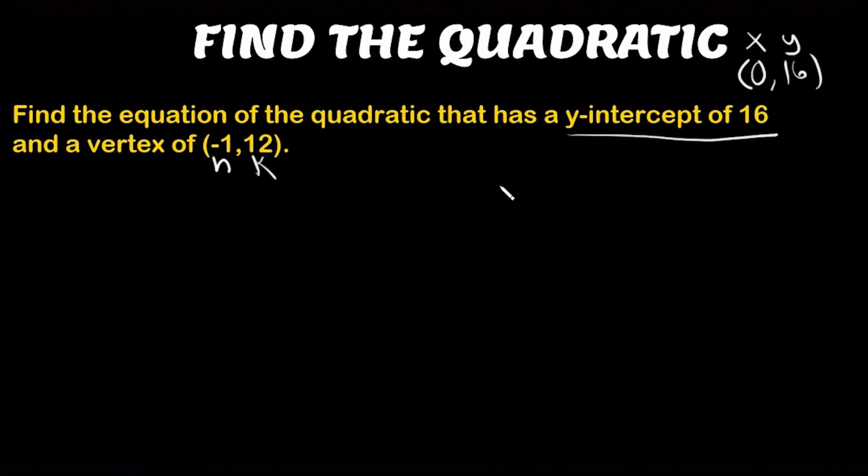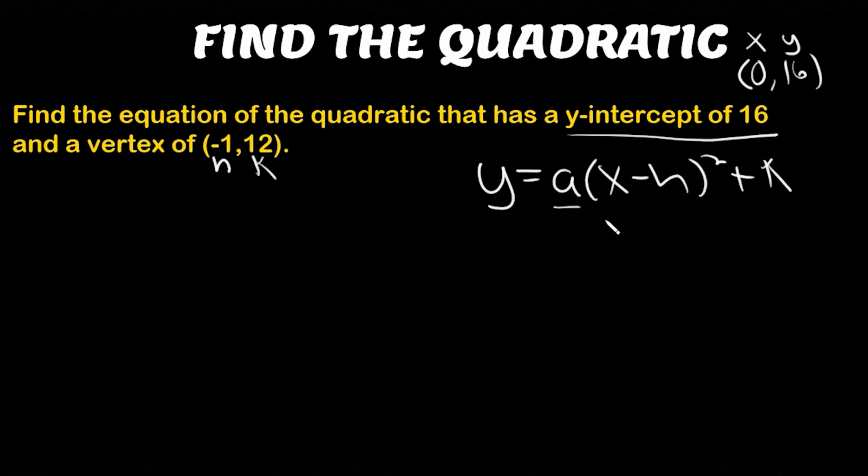And now I can plug it right into vertex form again, which is going to be y equals a and then x minus h squared plus k. So again, we're going to be solving for a, and then we can plug it all in together. So going ahead and plugging this stuff in, we have 16 for y equal to a, which we don't know. My x is going to be 0. My h is a -1. When I plug it in, it becomes a +1, so plus 1, and then squared. My k is positive 12, plus 12.